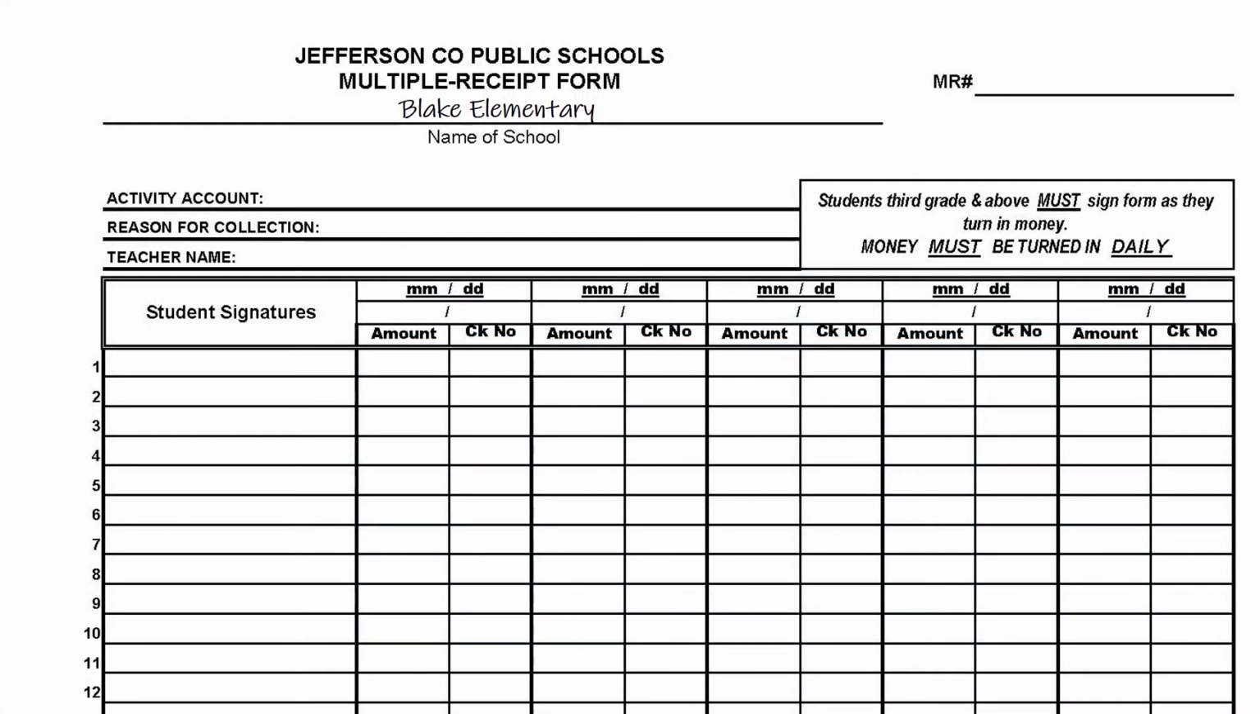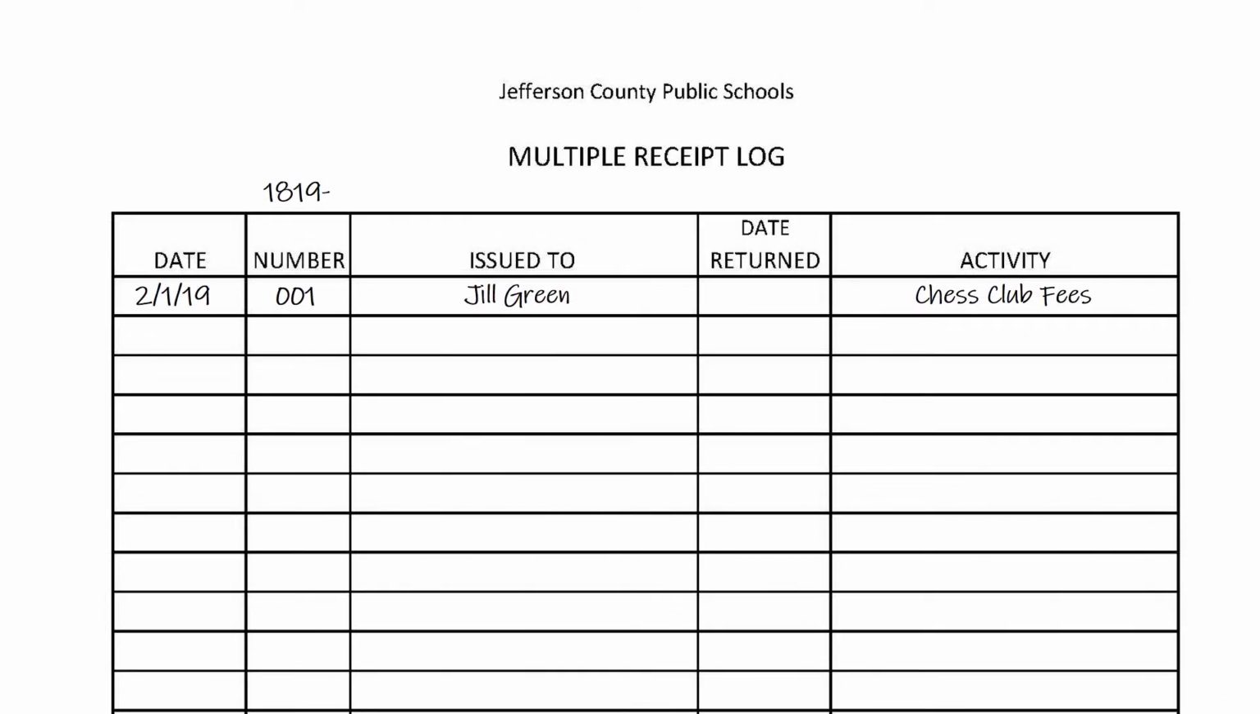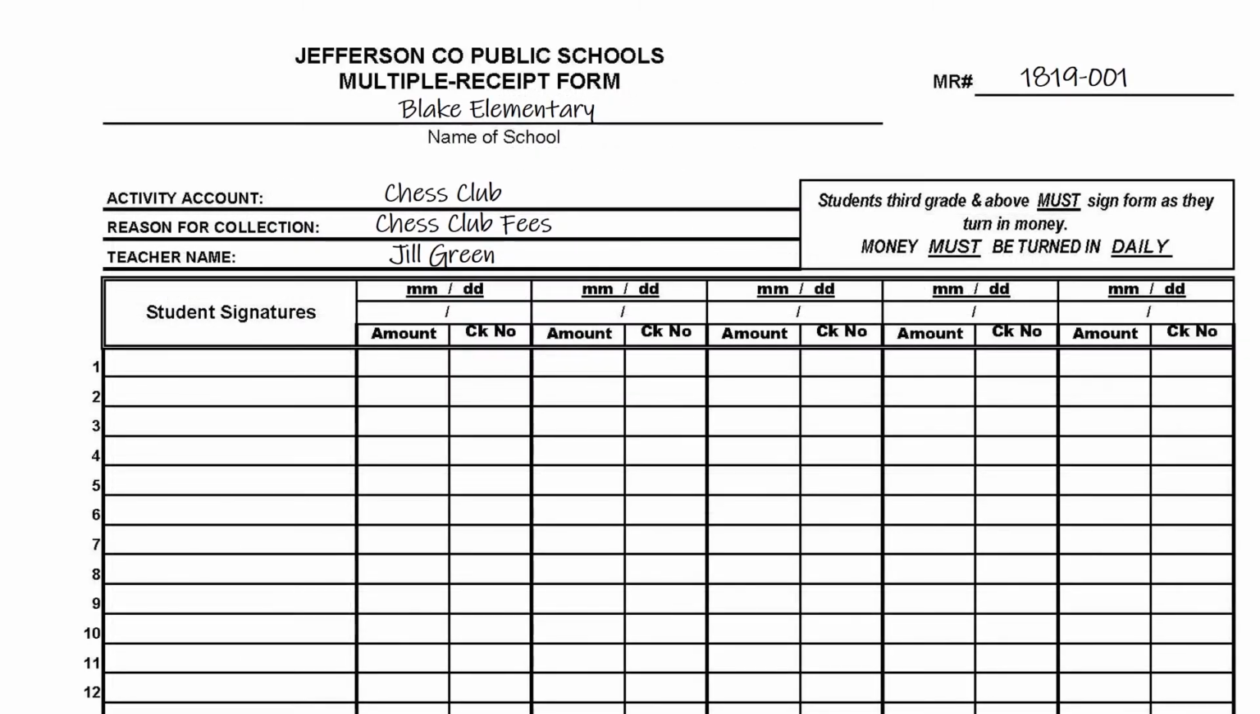The bookkeeper will prepare the multiple receipt form for the teacher or sponsor. The same information that the bookkeeper recorded on the multiple receipt log should be written or typed on the multiple receipt form. When issuing a multiple receipt form for the purpose of a fundraiser, be sure to include the approved issued fundraiser approval number under the reason for collection. This makes it easier when completing fundraiser summaries.